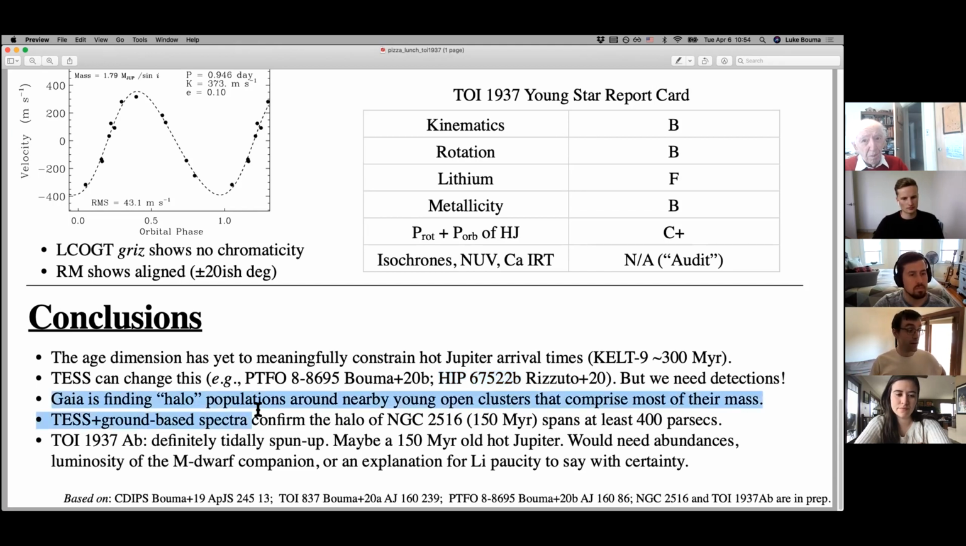The fact that Gaia is finding these halos around nearby young open clusters will really help us, because the clusters have lots of stars. It's a factor of 2 or 3 increase in our census of the young stellar population. For this one particular halo, I've been able to show with the TESS data and also ground-based spectra that the halo is real, which I wasn't sure I expected. I tend to be skeptical of machine learning algorithms, and in this case, it actually was right. It taught us something. So that's a point for the machine learners.